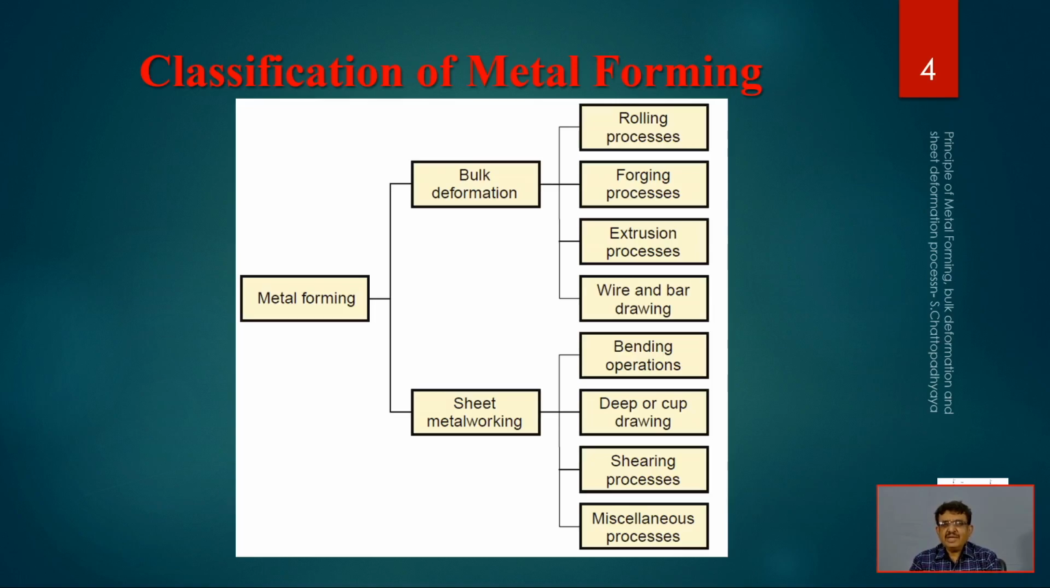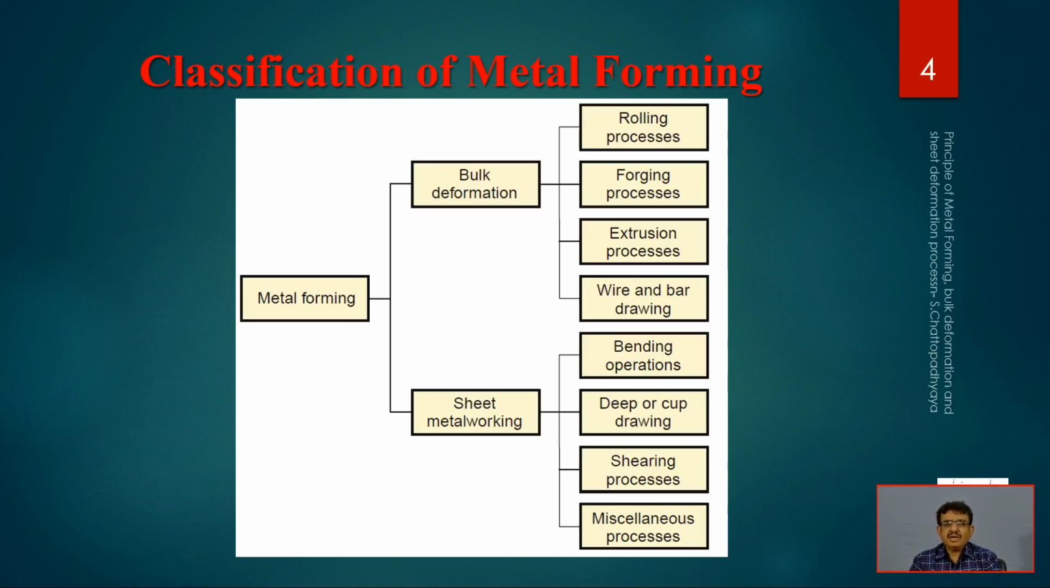The first one is rolling, where rolls are used to bring about permanent deformation, mainly a reduction of thickness. That is known as rolling. The second one is forging. With some die, the material is pressed together so that it is deformed permanently. Mostly it is hot forging, but in some cases it will also be cold forging.